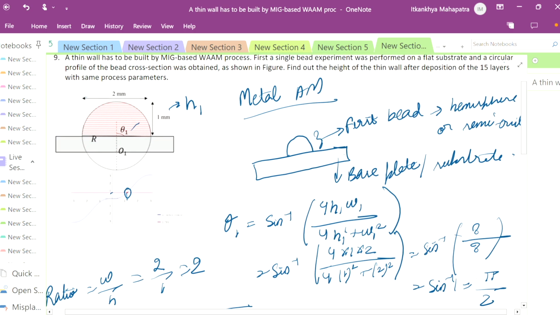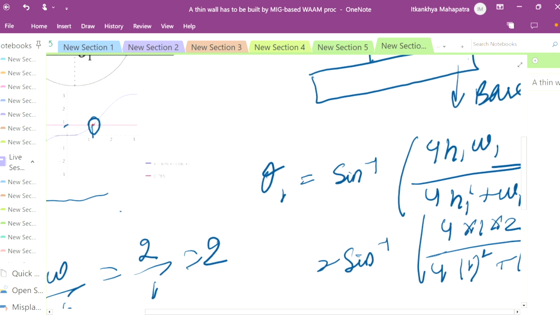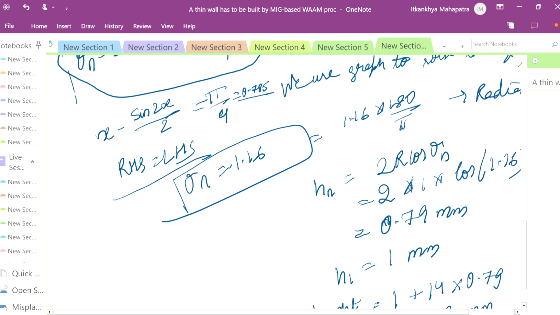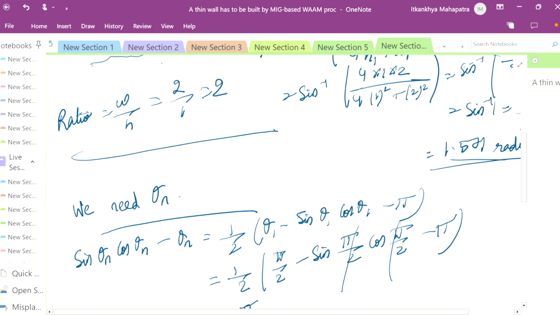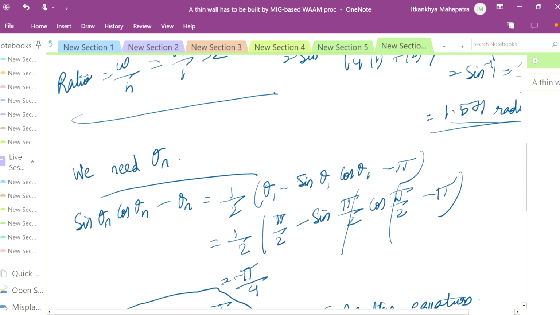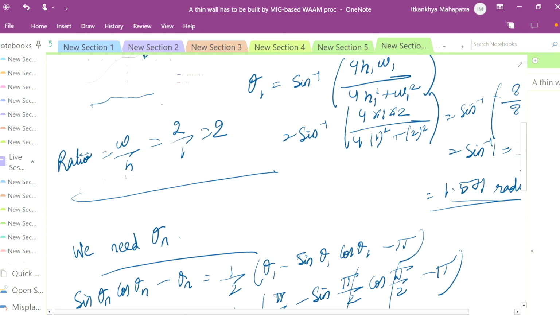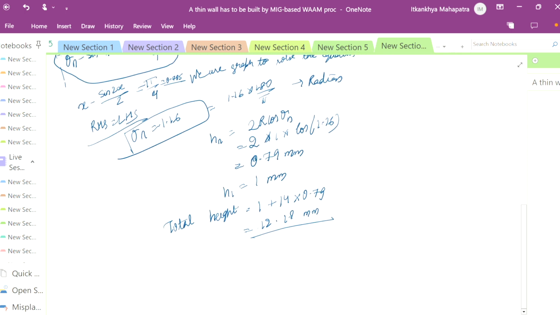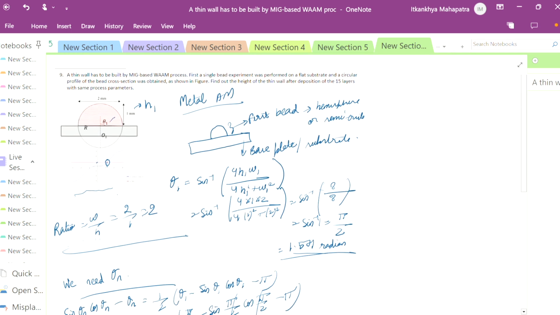It's not necessary that you will always be given this graph. The x value given here, 0.785, will vary according to your graph. And in some cases when you are not given the graph, we will ask you to use this ratio W by H.